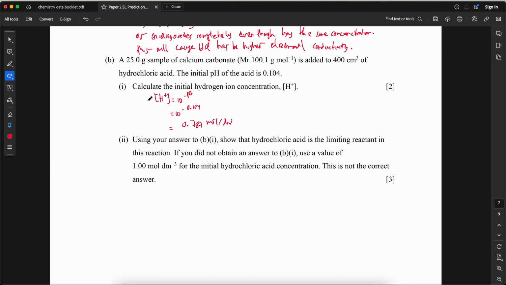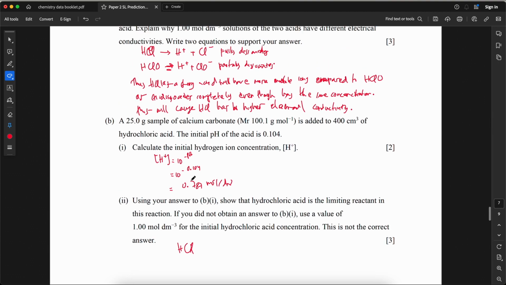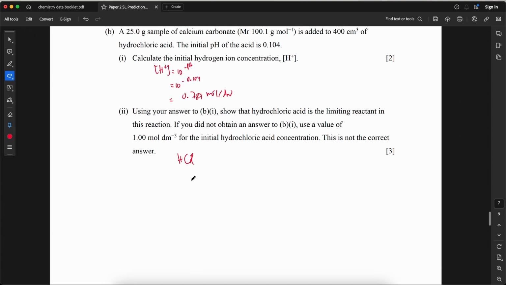Using your answer to part 1, show that hydrochloric acid is the limiting reactant in this reaction. So the reaction would be, this is the reaction here, 2HCl plus CaCO3 produce CaCl2 plus CO2 plus H2O. So for CaCO3, we can calculate the mole, which is 25 gram divided by 100.1, which is 0.25 mole.